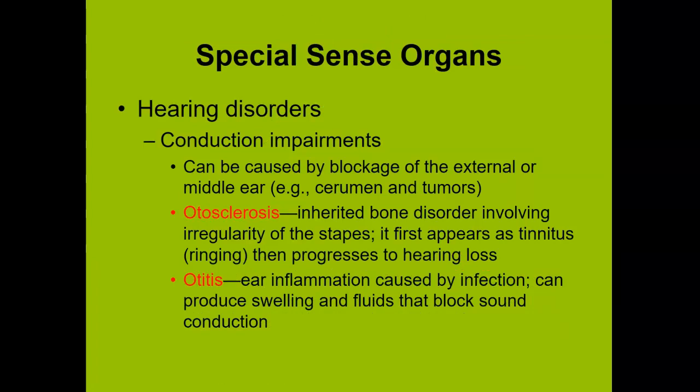You have conduction impairments. This basically stops information from going from the external ear into the inner ear. That can be lots of earwax, or cerumen, and it can also be a tumor blocking the vibration of the bones in the middle ear. Otosclerosis is a bone disorder where the stapes is misshapen, and so eventually sound is not conducted appropriately, so the vibrations aren't detected appropriately. You first start hearing ringing of the ears, which is called tinnitus, and eventually it gets really, really loud and progresses to overall hearing loss.